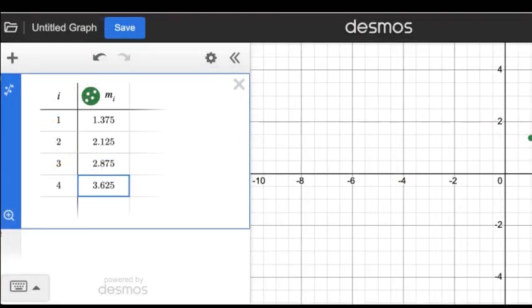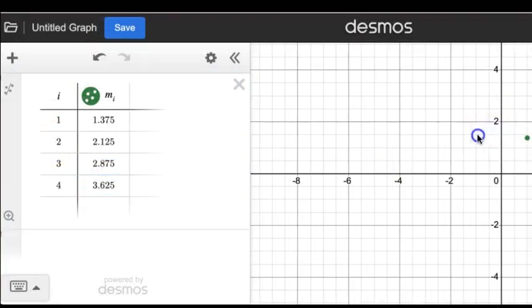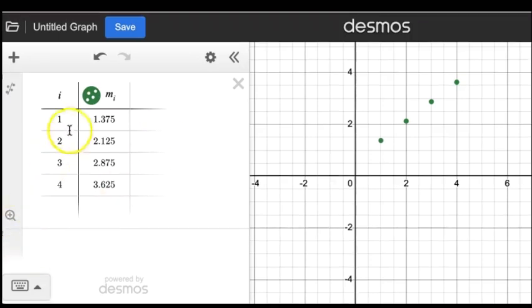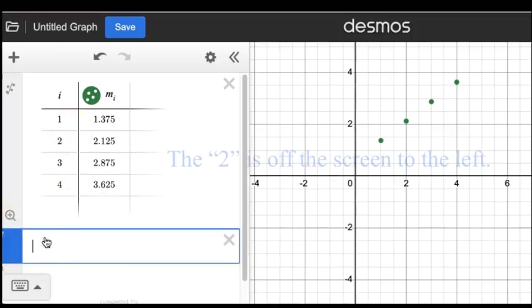And so you'll see over on the right, so I'll slide this over a little bit, you'll see the dots there representing those midpoints. All right, now what I want to do is find the height of each one of those bars. So in order to do that, I need to put in the function. So I'm going to go where it says 2 underneath the table, and I'm going to type in my function.